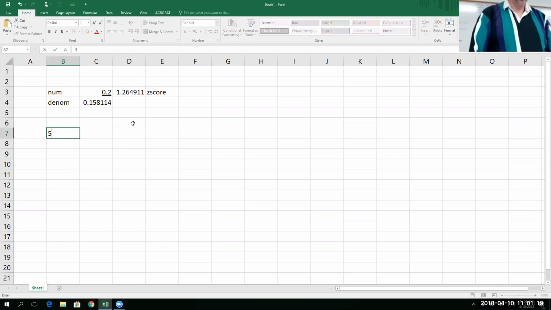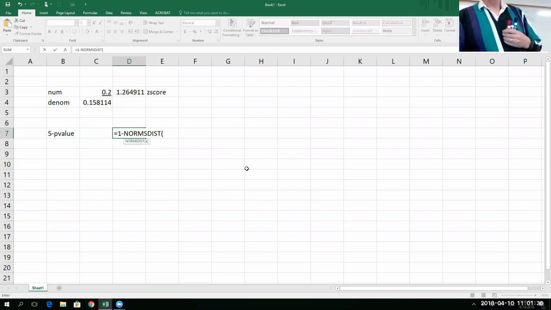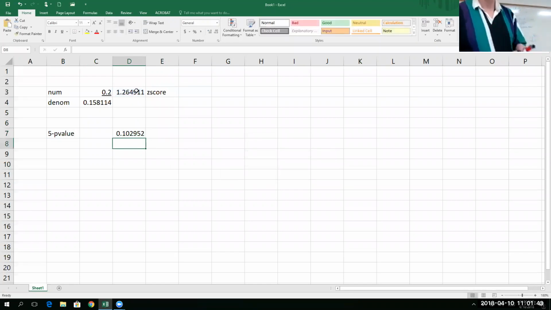Okay, step 5 is the p-value. And I'm going to do equals 1 minus, what's the command, do you remember? NORM.S.DIST. If you use the one without the periods, it's easier to use. And it's asking for the z-score. I'm going to put in that number there, okay? I get 0.102. So this area here in red is 0.102.